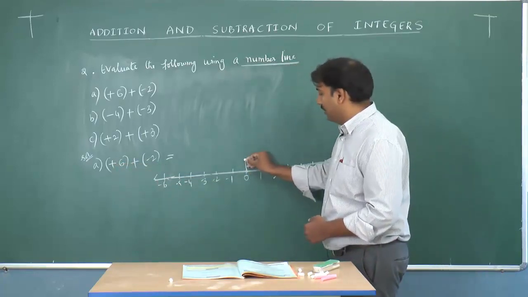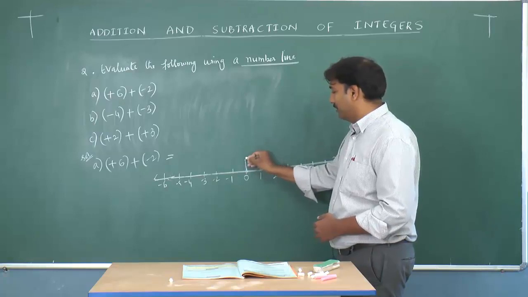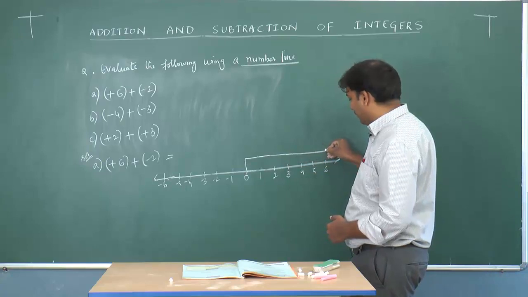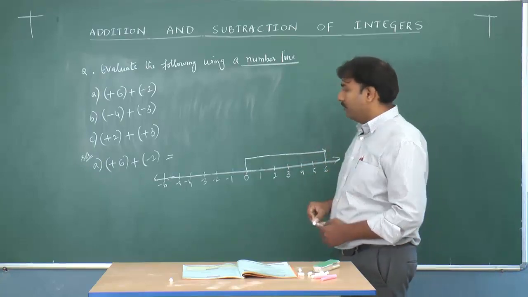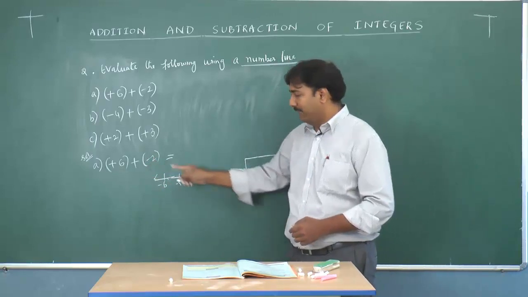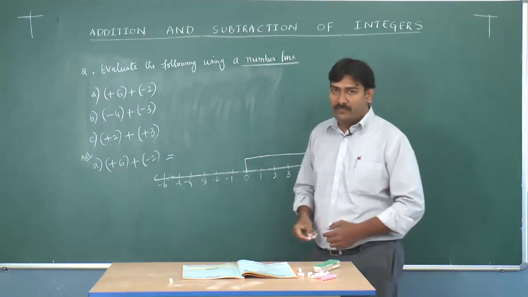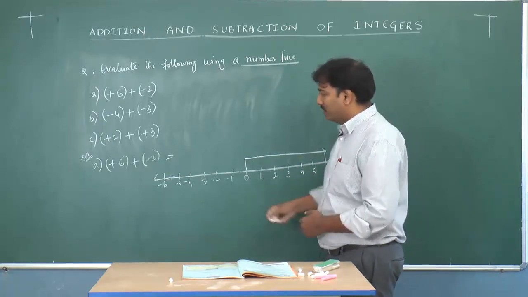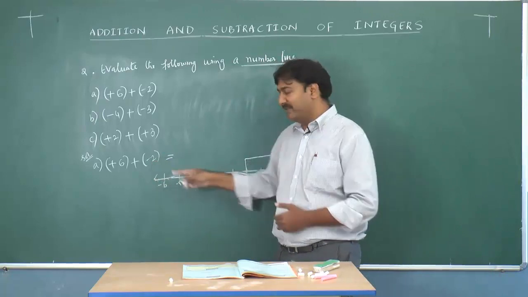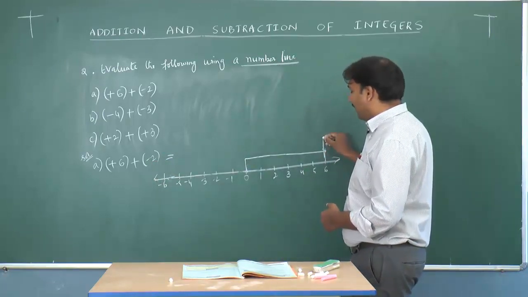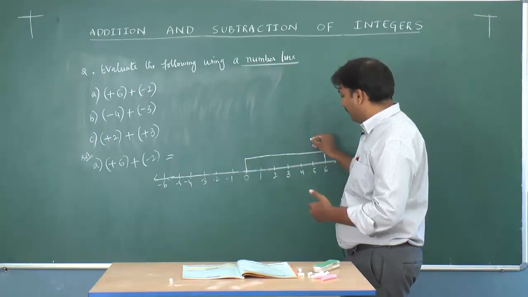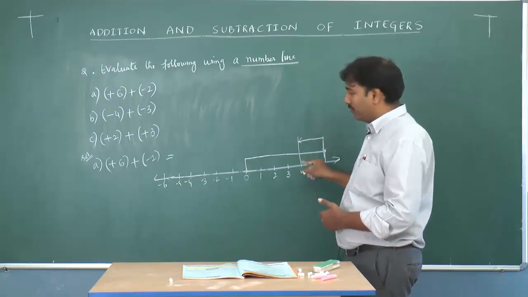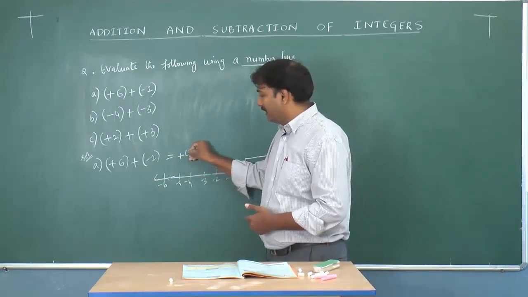Starting from 0, I move 6 units to the positive direction, that means to the right side. So 1, 2, 3, 4, 5 and 6. Here I stop. Now I need to add minus 2 to that. The minus sign indicates that we need to move in the negative direction, that means to the left side from where we stopped. We move 2 units to the left side. So 1 and 2. Here we stop. This number is plus 4. So the answer for this is plus 4.